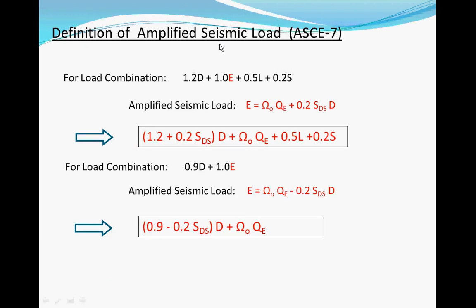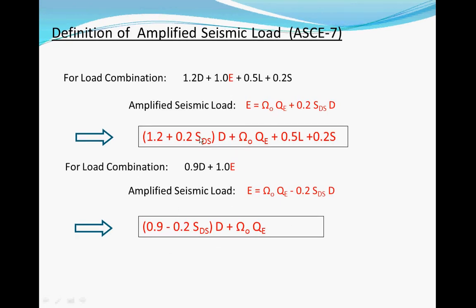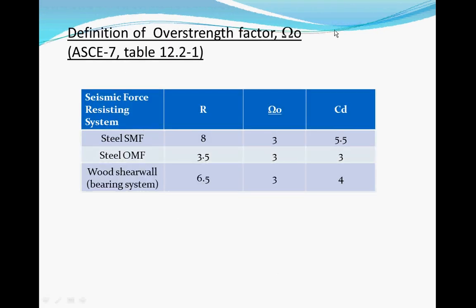For amplified seismic, ASCE 7 has the amplified seismic, remember the omega? So this one, E is this, you plug this whole term into E, and that's what you get. Basically combining these two equations, you get this one. Combining these two equations, you get that one. So that's the amplified seismic.